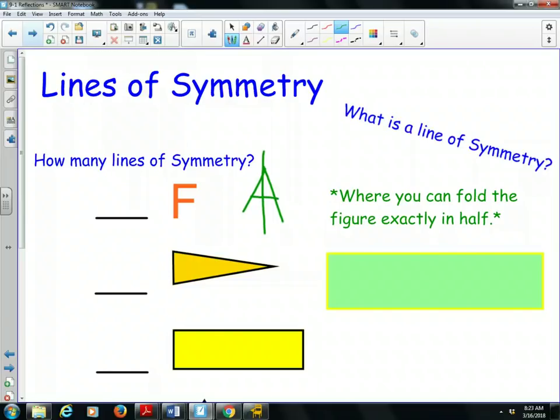For the letter F, there's no way that you could really fold this so that the left and the right sides are exactly the same, right? It's just impossible to do that. So how many lines of symmetry does the letter F have? It doesn't have any. It has 0.